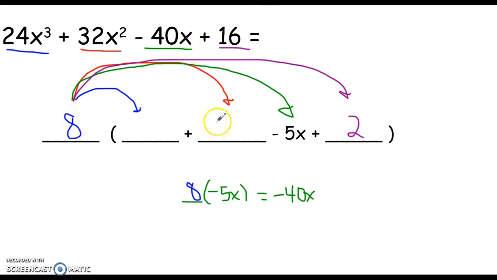8 times blank is 32x squared. Well, that should be 4x squared. And 24 is 8 times 3x cubed. So your multiplication table might help you a little bit here today.